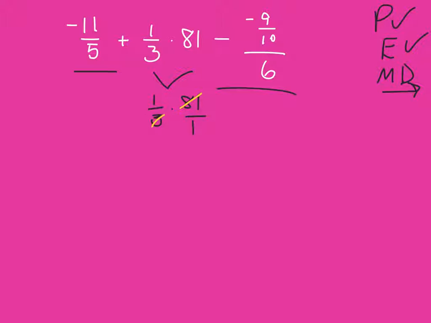So 3 divided by 3 is 1. 81 divided by 3. I don't know what that is off the top of my head, but I know 3 goes into 8 2 times, 2 left over, and 3 goes into 21 7 times. So now I keep the top with the top and the bottom with the bottom. That gives me 27 over 1, which of course is 27. Bring down the rest of my problem.